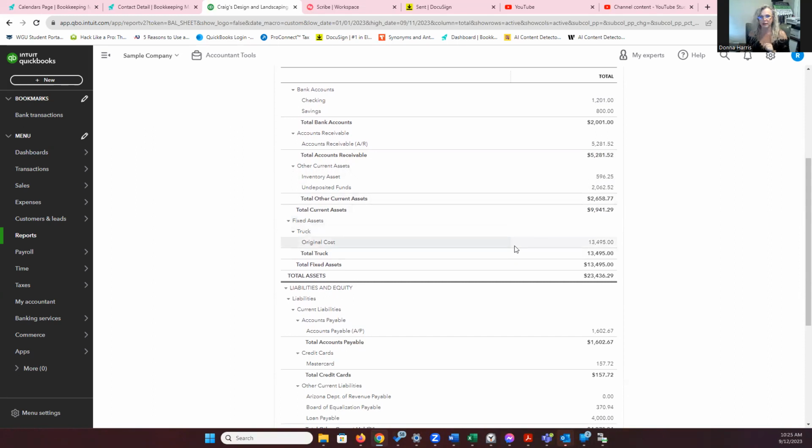Fixed assets, they have a truck that they purchased for $13,495. That is what is called the cost basis. Again, if you are familiar with accounting, I apologize for over-defining things, but this is meant for beginners. So I really want to make sure that the most basic beginner can understand what I'm talking about without just being bogged down in vocabulary, right? So this was the price that they paid for the truck. We call it a cost basis, and you can see that there's a thing called original cost. This does not have any depreciation listed with it.